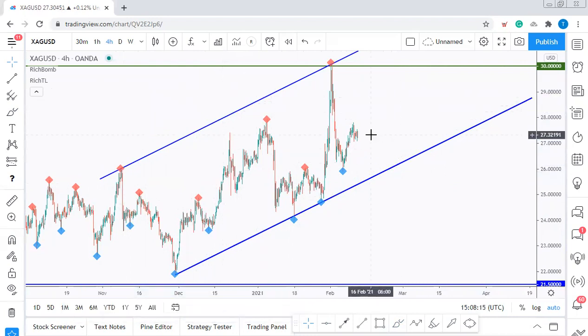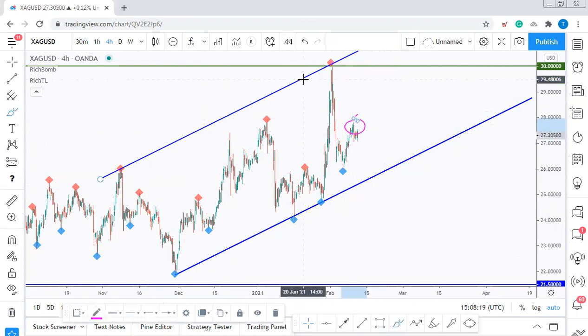So long story short, silver is currently sitting midway inside our two blue trend lines. So here we have a 50-50 chance price can go up to test the 30K or go down to test the blue trend line. That's why we will not trade silver for now.